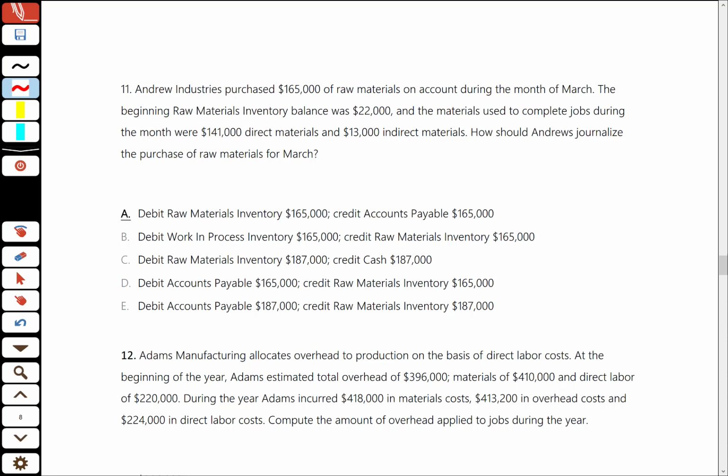Let's do one journal entry. Remember, you've got to know the journal entries as we move these things through the different accounts. So they purchased 165,000 of raw materials, the beginning raw materials had a balance of 22,000, and the materials used to complete the job were 141,000 for direct and 13,000 for indirect. How should we journalize the purchase of raw materials? Debit raw materials, credit accounts payable, right?